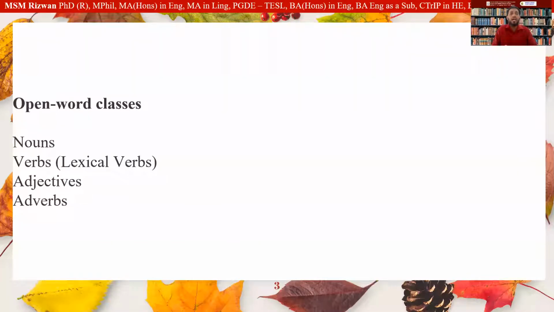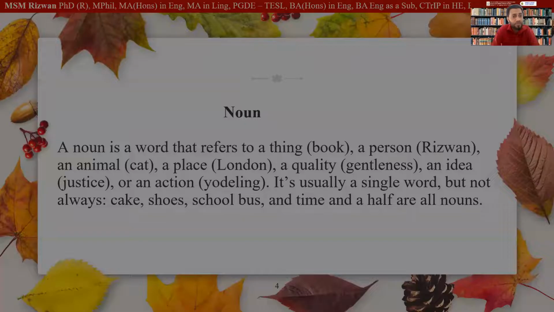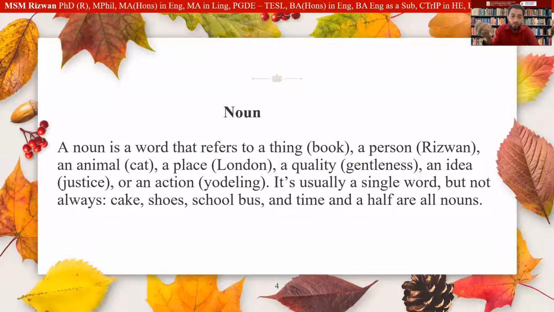Before discussing the noun, I can just explain what the open word classes in English are. You can see here, nouns, verbs, which we call lexical verbs in English, as well as adjectives and adverbs. These 4 categories are under the open word classes. With the next session, we'll be discussing the closed word classes in detail. In that lesson, I can give you some more explanations on closed word classes.